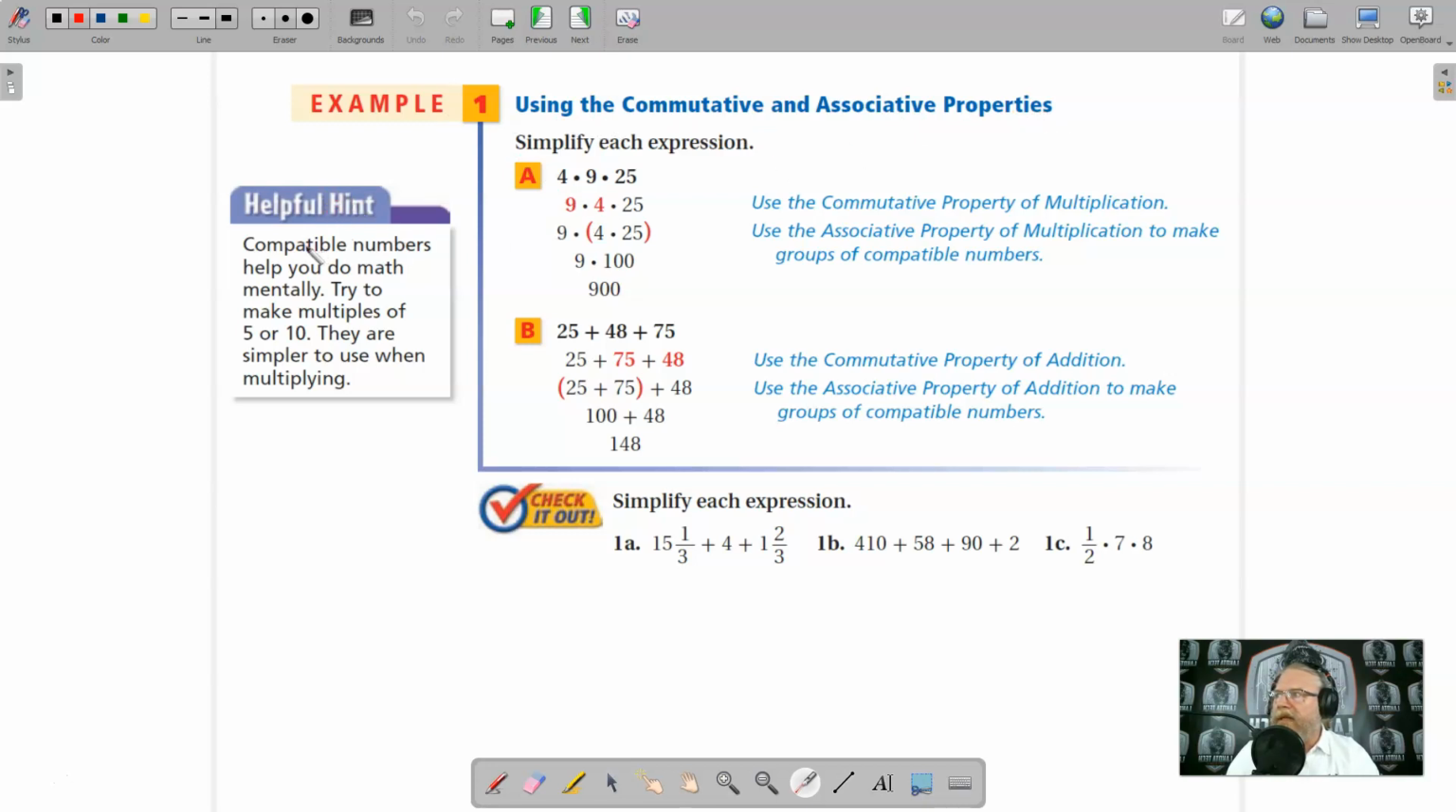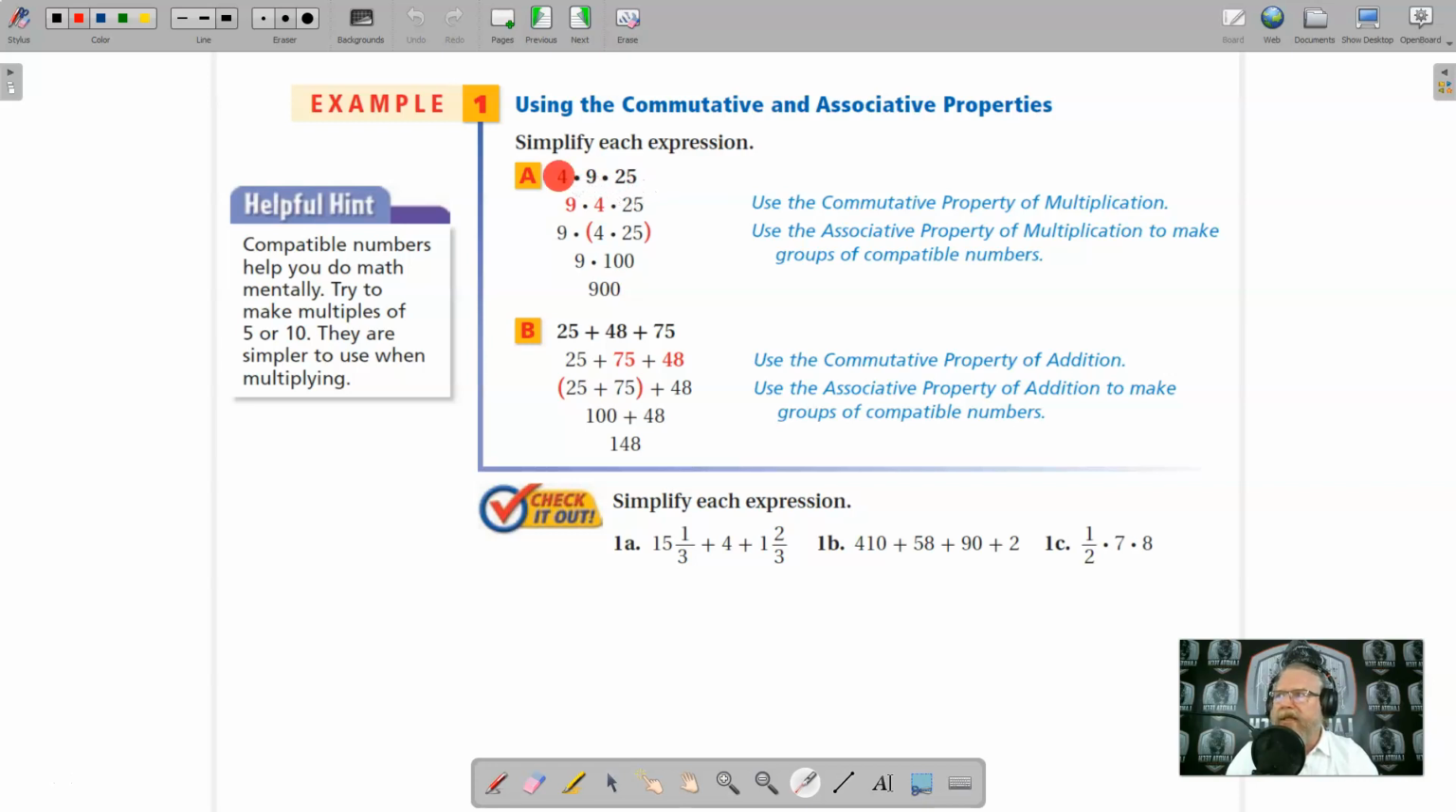A helpful hint is that compatible numbers help you do math mentally. Try to make multiples of 5 or 10. They are simpler to use when multiplying. So let's look at example A. We have 4 times 9 times 25. If we did 4 times 9, which is 36, and then tried to multiply 36 times 25, that'd be kind of hard to do mentally. But 4 times 25 makes 100, and 9 times 100 would be simple.